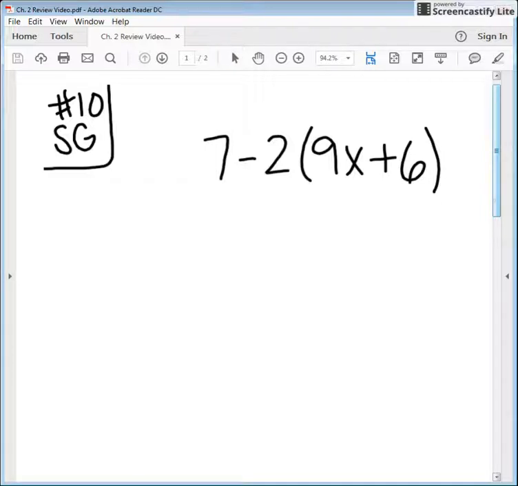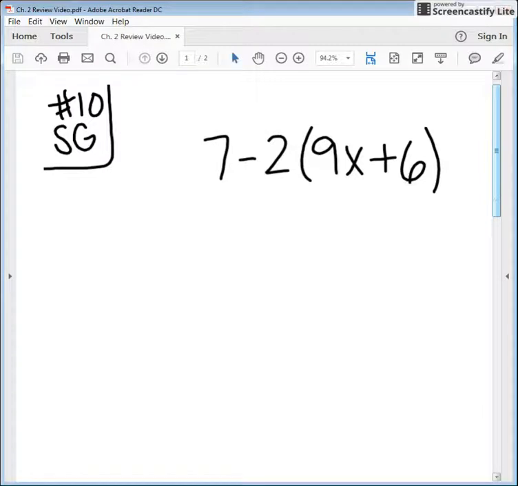So when I'm looking at this problem, number 10, it says 7 minus 2 being multiplied in parentheses 9x plus 6. I need to ask myself first, in order of operations, am I going to subtract first or am I going to multiply? Because it says 7 minus 2, that would make it easier, then I don't have to worry about that 7 out front, or do I multiply and distribute that negative 2 in? Order of operations says that I always multiply first.